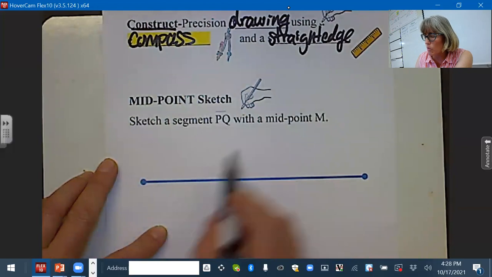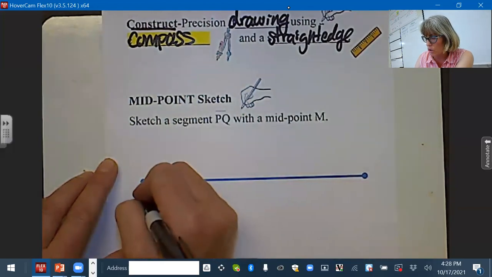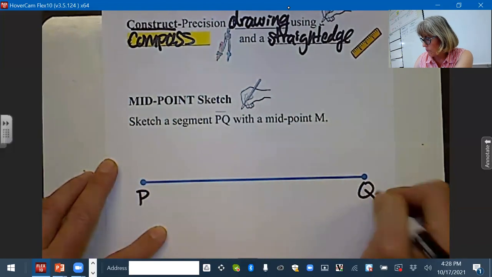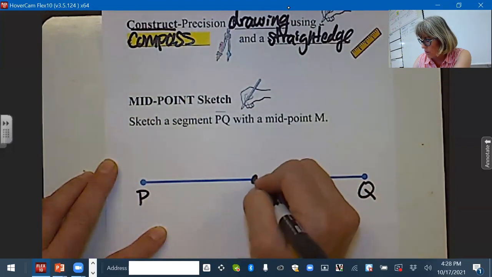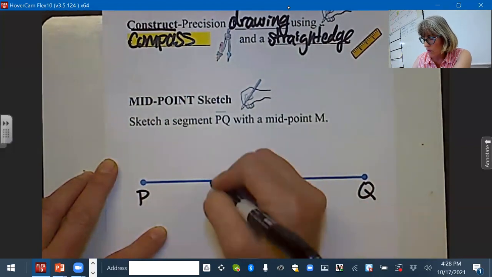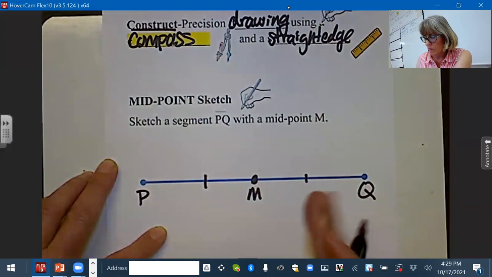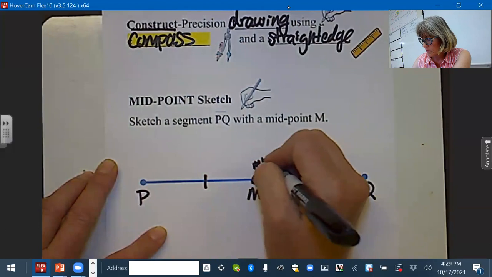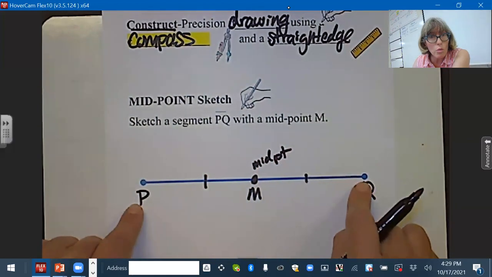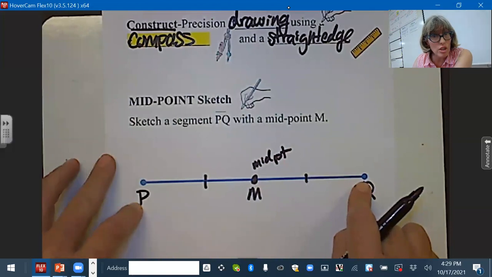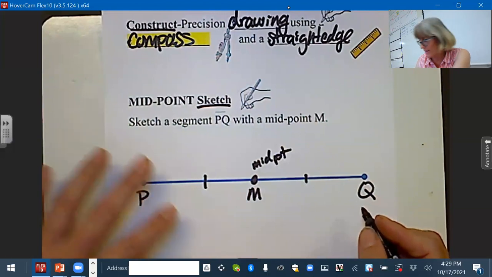If you want to sketch a midpoint of PQ with a midpoint M, you simply do this. PQ, you eyeball what looks like the midpoint, M, and then of course you add the notation. Ta-da! You have a midpoint M on segment PQ. That's a sketch. That is not a construction.